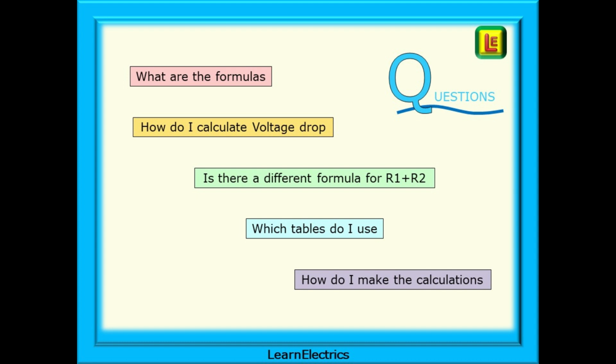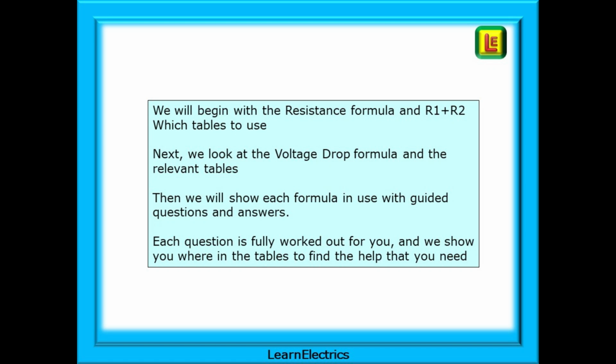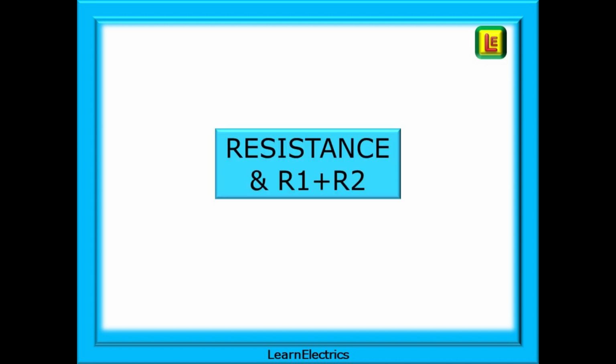And so many more. We begin with the resistance formula and calculating R1 plus R2 and which tables to use. Next, we look at the voltage drop formula and the relevant tables for this. Then, we will show each formula in use with guided questions and answers. And we will show you how to rearrange the formula and work the calculation backwards. Each question is fully worked out for you, and we show you where in the tables to find the help that you need. Begin with looking at resistance calculations and finding R1 plus R2 for radial circuits.